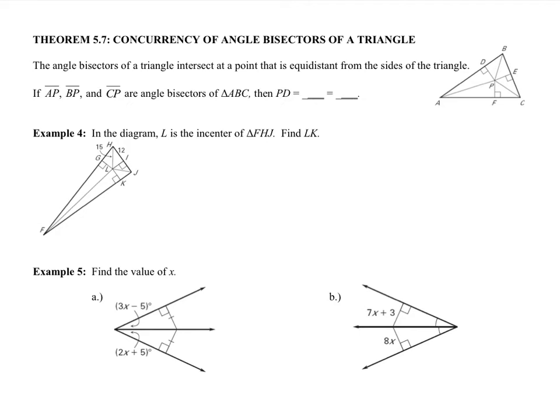Theorem 5.7, concurrency of angle bisectors of a triangle, states that the angle bisectors of a triangle intersect at a point that is equidistant from the sides of the triangle. So if AP, BP, and CP are the angle bisectors at each vertex, then they will intersect at a point which we call the incenter. Then if AP, BP, and CP are angle bisectors of triangle ABC, then PD, PE, and PF will be equal distance from each side.